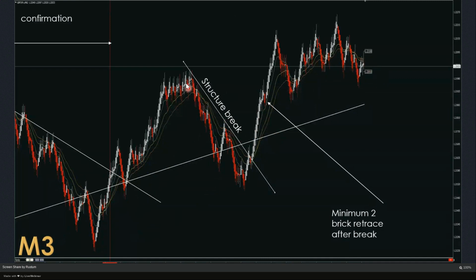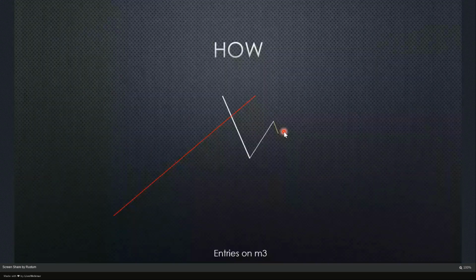So we have our structure breaking on M6. You're looking for a break up and a pullback. And in this case, it's a bad looking one because we're looking for quality also. But this one works out well enough. You get your 2 candle pullback, your entries are there, and your stops are below there.